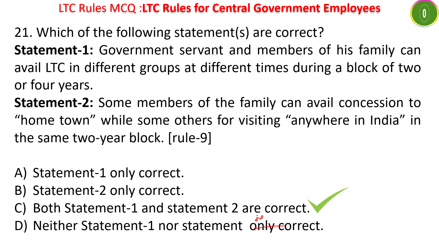The answer is both statements 1 and 2 are correct. The government servant and members of family can avail LTC in different groups at different timings during the block of 2 or 4 years. Some members of family can avail concession to hometown while some others for visiting anywhere in India in the same 2-year block. Next question.